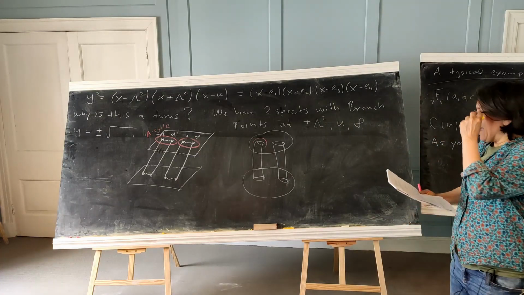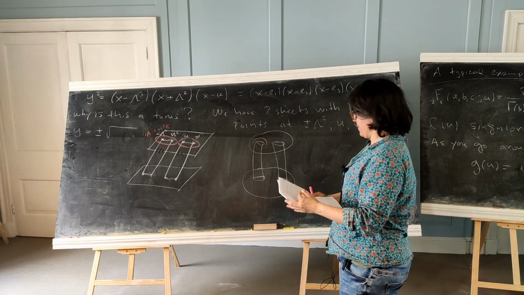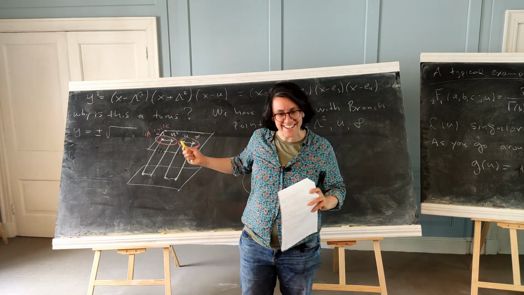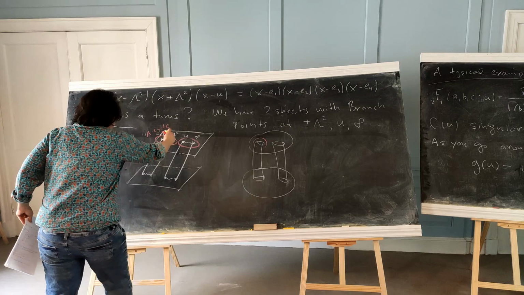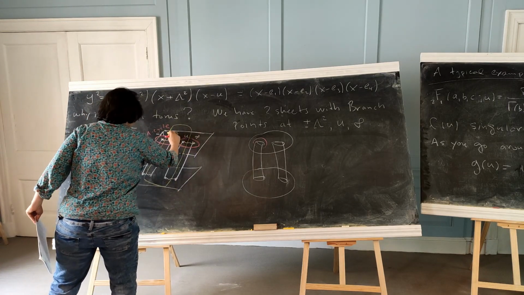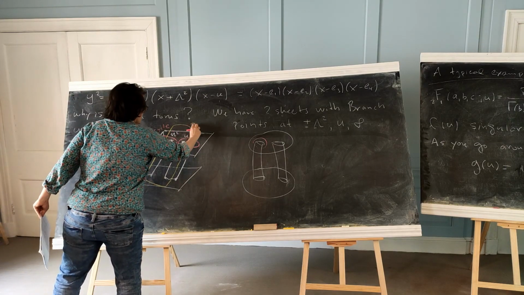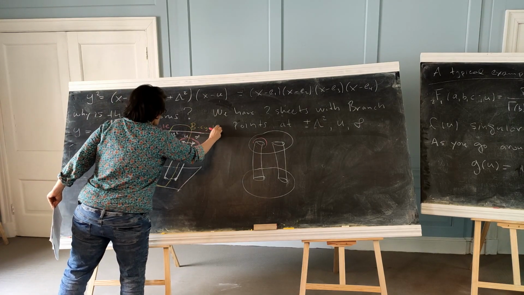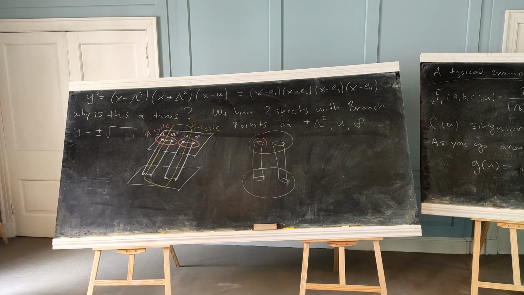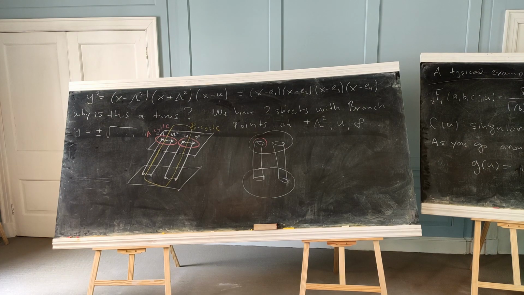Amazing. And we have another cycle that I will make with another color. And this is this one. Yes, and this we will call the B cycle. And by the way, how I am choosing them really doesn't matter. It's just a choice of a basis.